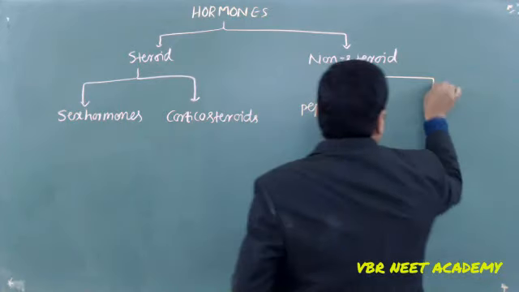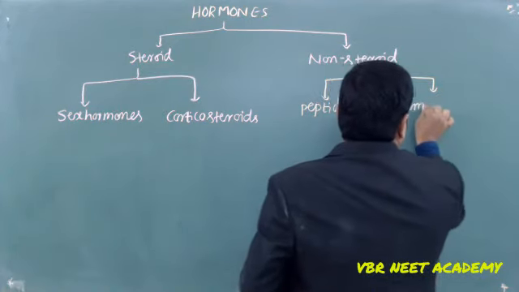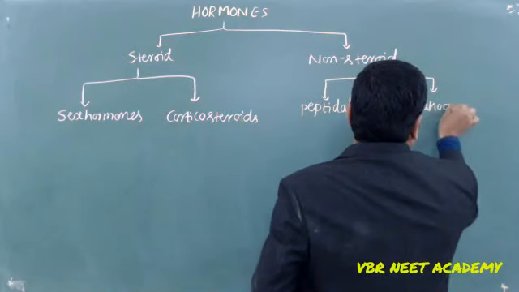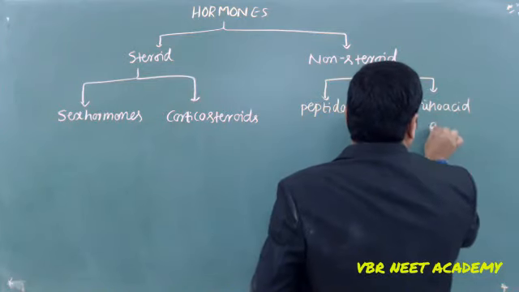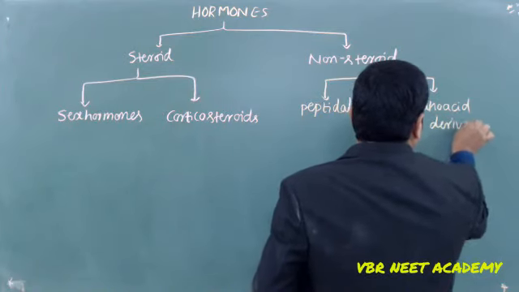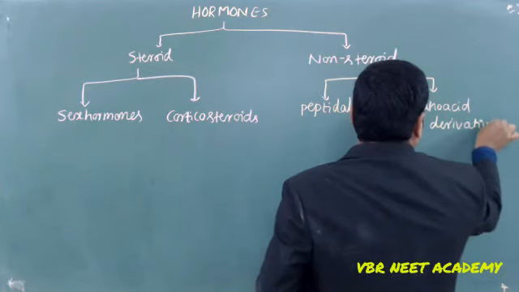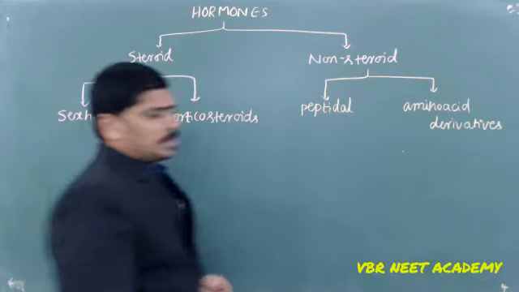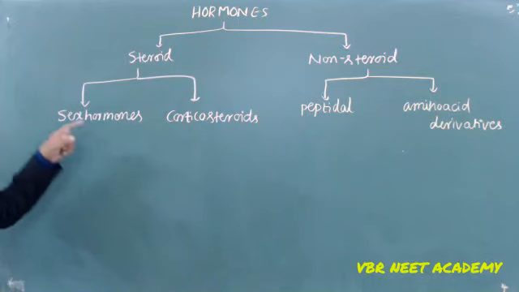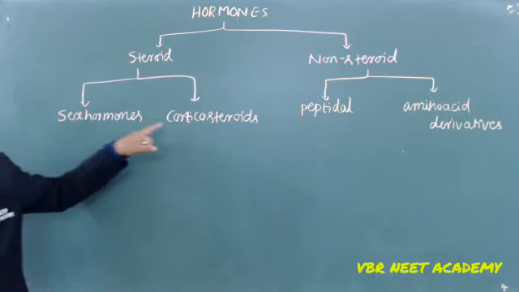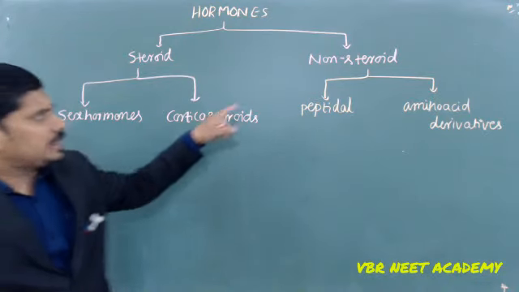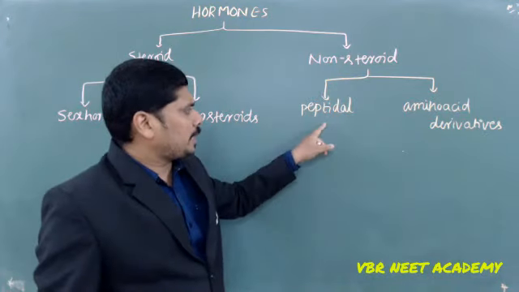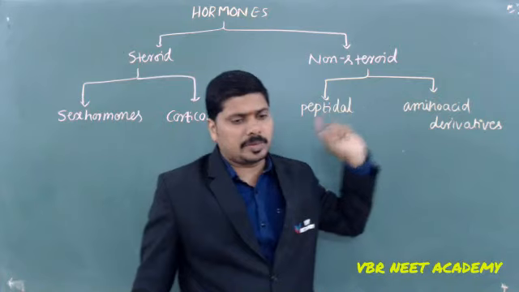Peptide hormones, amino acid derivatives. We are going to have two types, that is steroid and non-steroid. Steroid is of two types, sex hormones and corticosteroids. And non-steroid has two types, peptidal and amino acid derivatives.